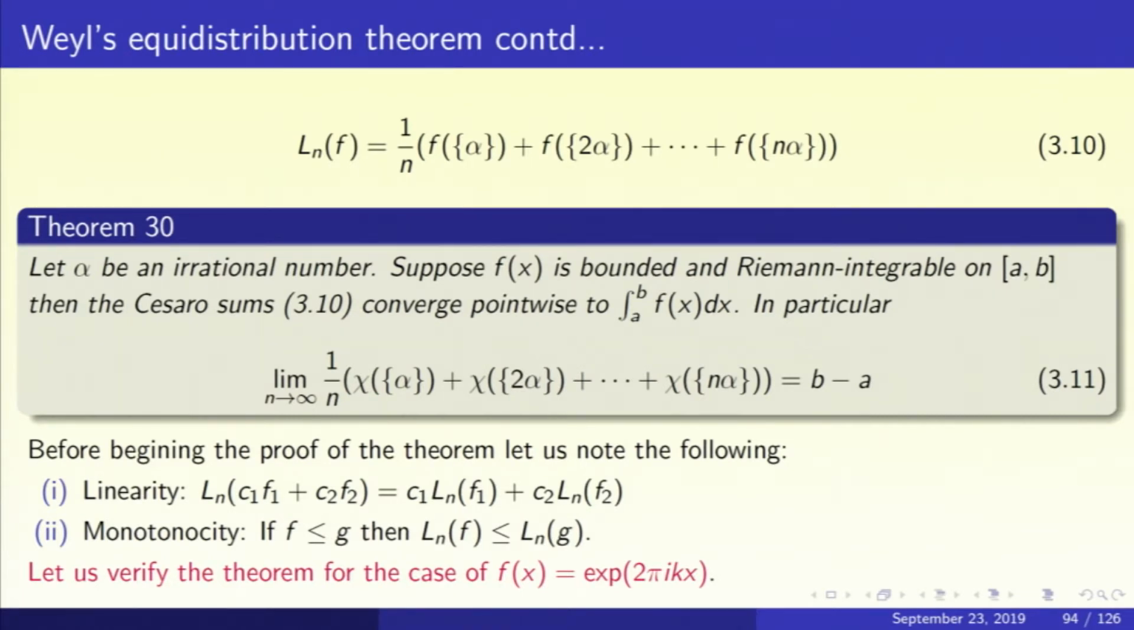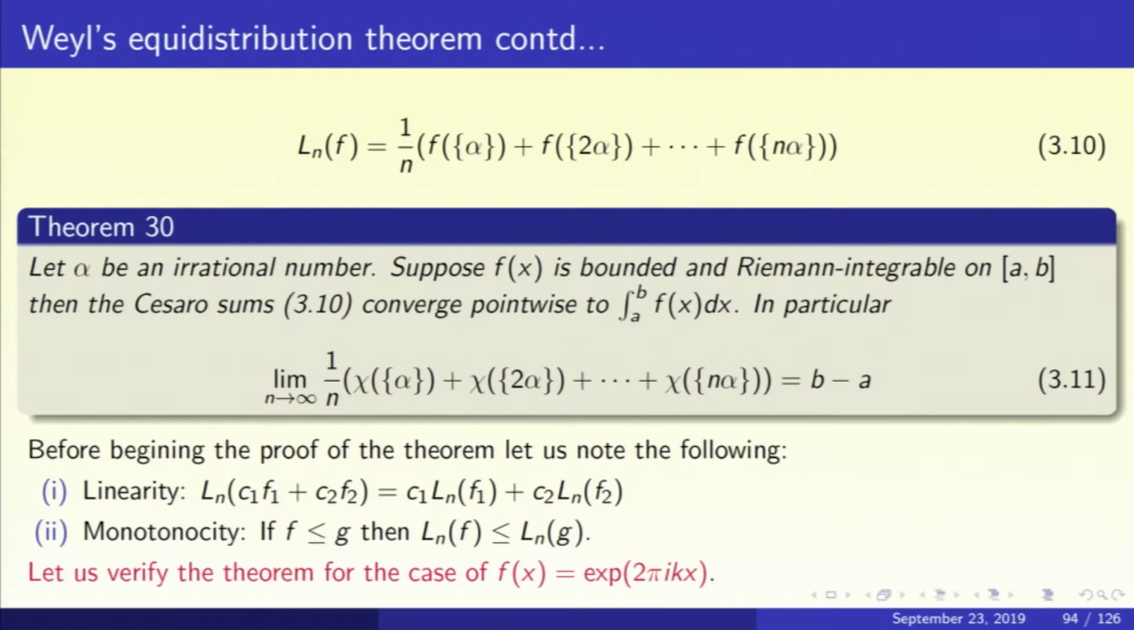Now what happens when I take f of x to be the characteristic function of AB? The integral is precisely b minus a, and so 3.10 becomes simply 3.11. In the limit you get b minus a, and that's exactly what we wanted to prove. That's Weil's theorem. Weil's theorem is exactly 3.11. So we must prove that the Cesaro sums 3.10 converge to the integral from a to b f x dx.